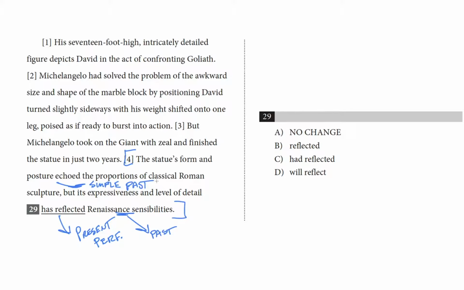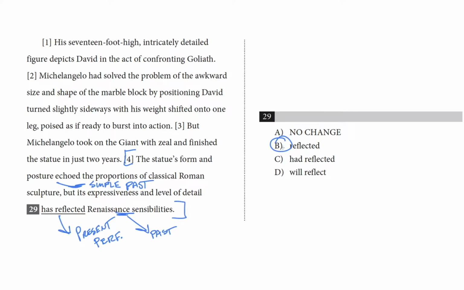And I see no time shift. The sentence goes from describing one aspect of the statue, its form and posture, to another, its expressiveness and level of detail. So I feel pretty confident that we're going to be talking in the past tense, like echoed. Let's go to the choices and see if they've got the simple past tense option, reflected. And there we go. There's choice B, reflected. Simple past tense, that's the answer.